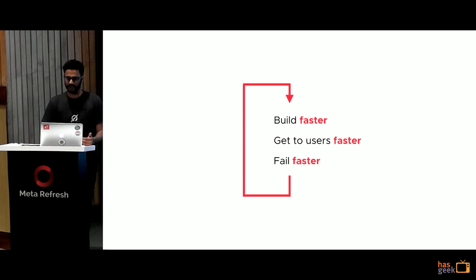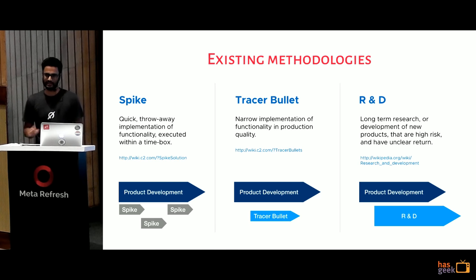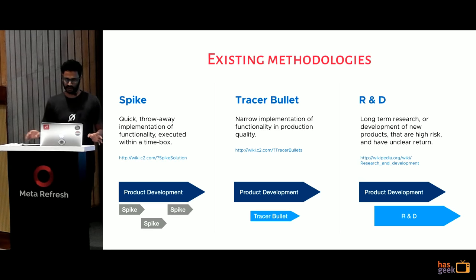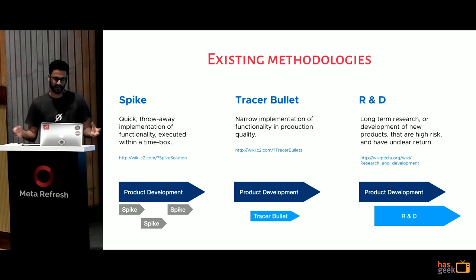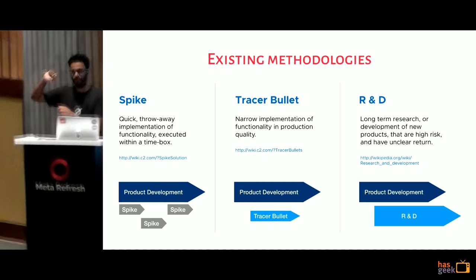And how do you do this? So exploring the existing methodologies for experiments generally, all these are terms that you'd see used in agile projects and XP projects and so on. A spike you can think of as a small experiment that's done once in a while just to find out if something is feasible or not, and then you throw it away. Right? That's why it's in gray. And then there's a tracer bullet, which is production quality, a narrow scope, put into production so that you can get your functionality to the user and then find out what the user wants.